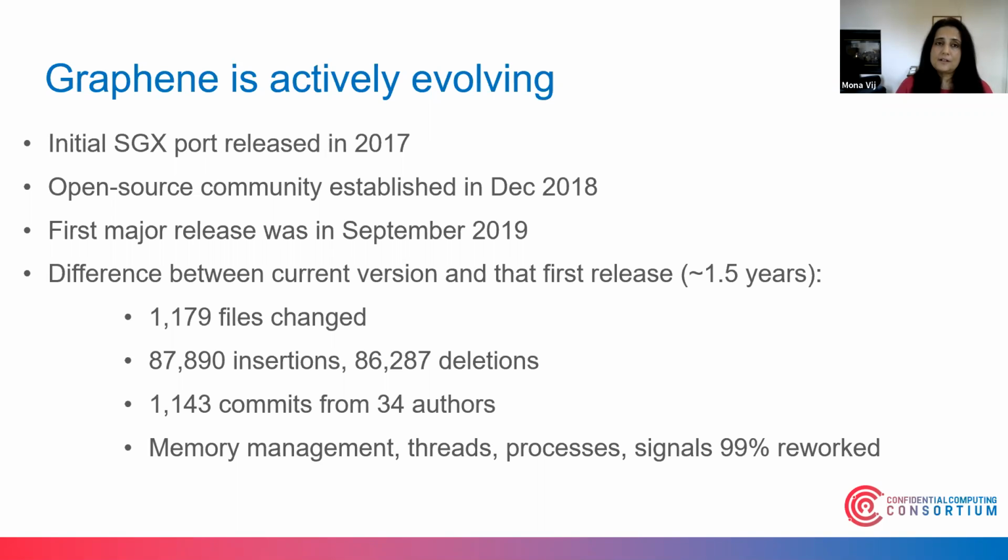and getting contributions from other parties. We did the first major release in September 2019, but in the last 1.5 years, just some stats here. You can see we have over 1,000 files that changed. That pretty much includes all the files in Graphene. And interestingly, we have inserted as much code as we have deleted, because just as part of cleanup and refactoring, a lot of the effort has been around just making the research code into production worthy code.